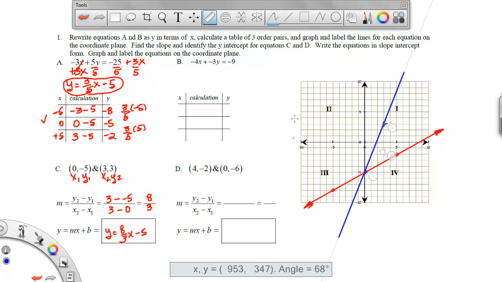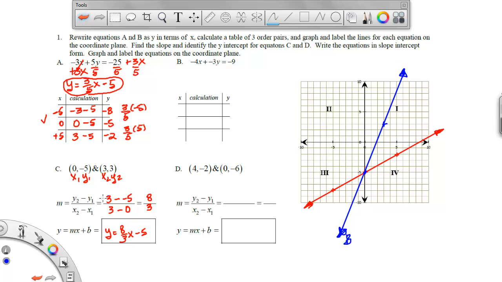So there's the equation for that, or the line for that equation. So that's B. And oh, that's C, excuse me. And then this other one is A. So D is done the same way as C, and B is done the same way as A.